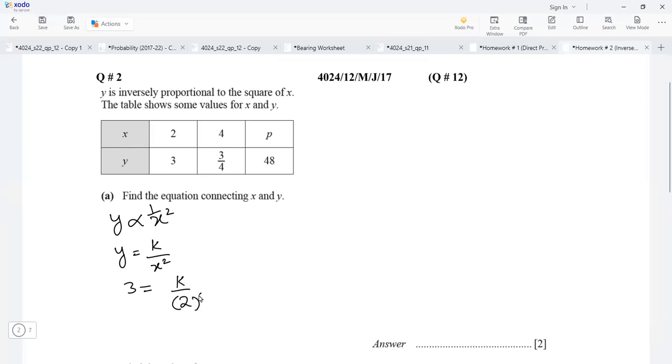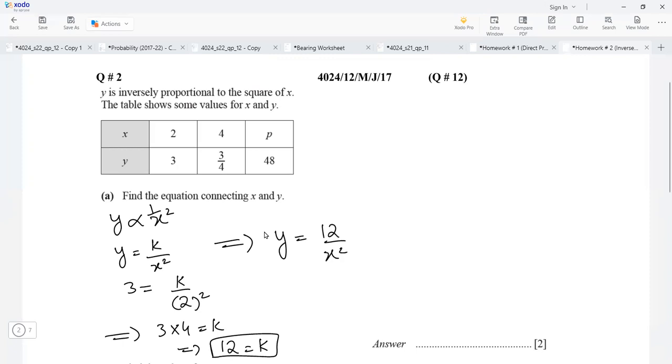So square of 2 is 4. So 4 times 3 will be 12. So the value of k is 12. So replace that value of k into the equation connecting x and y. It becomes y equals 12 over x squared. It is the equation connecting x and y, or we can say it is the expression of y in terms of x.